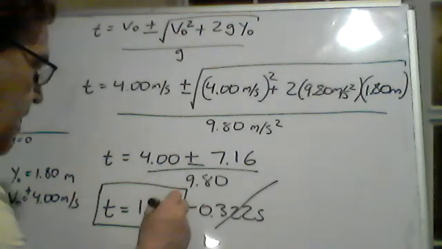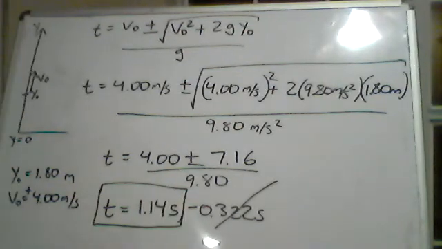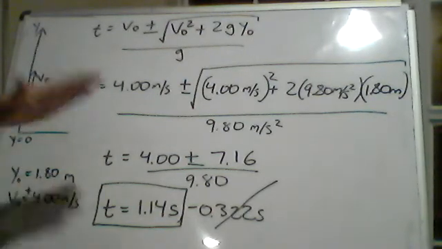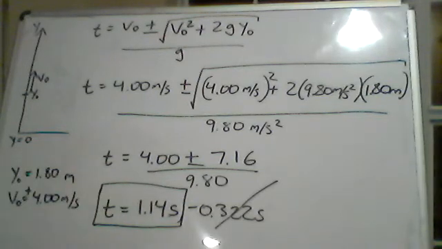Having a negative value for time makes absolutely no sense. We refer to that in physics as unphysical. So that's how long she was in the air, 1.14 seconds. And all I did is I just set y equal to 0. I want to find out when her feet were at the level of y equals 0.